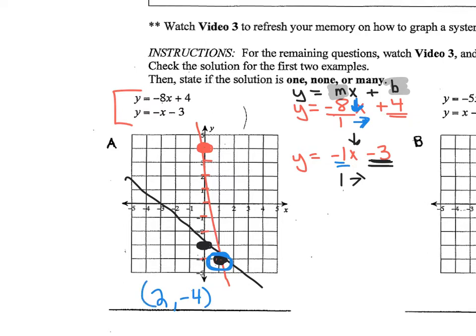This means that our solution to the system of equations is 2, negative 4. And if we were to check our work, we would plug in 2 for x and negative 4 for y into these two lines, just like we did in the examples before this.